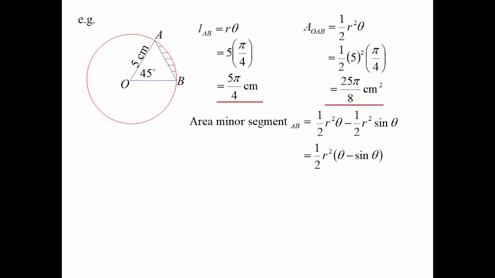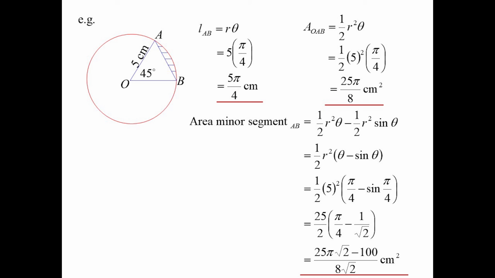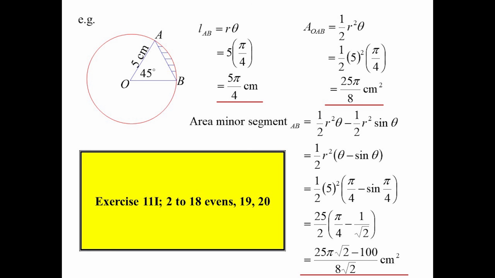You could factorise the half r squared out. Some people like to remember that as a formula. Some people just remember that they've got to find the area of the sector minus the area of the triangle. Whatever your preference is. All right, we'll do it for this one. We get a very interesting answer at the end, quite ugly: 25 pi root 2 minus 100 over 8 root 2. So anyway, that's 11I, just on finding the area of these different shapes.